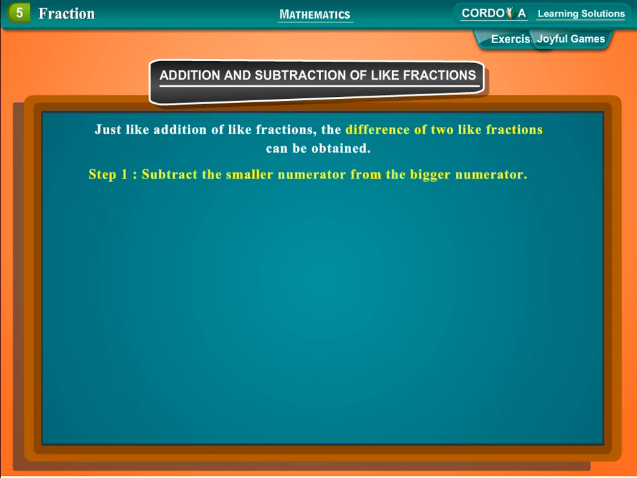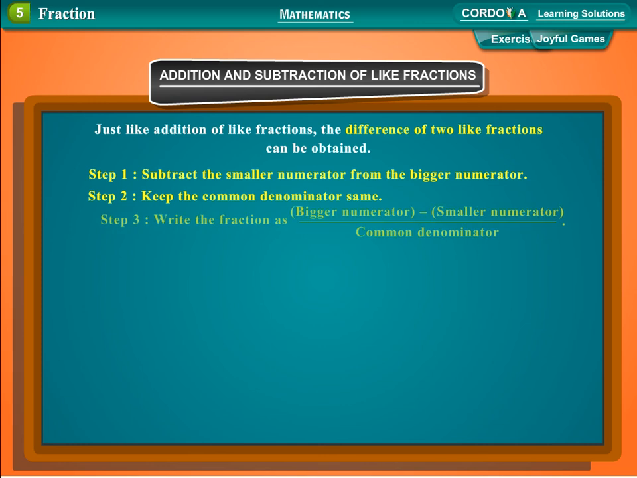Just like addition of like fractions, the difference of two like fractions can be obtained. Step 1. Subtract the smaller numerator from the bigger numerator. Step 2. Keep the common denominator the same. Step 3. Write the fraction as bigger numerator minus smaller numerator divided by the common denominator.